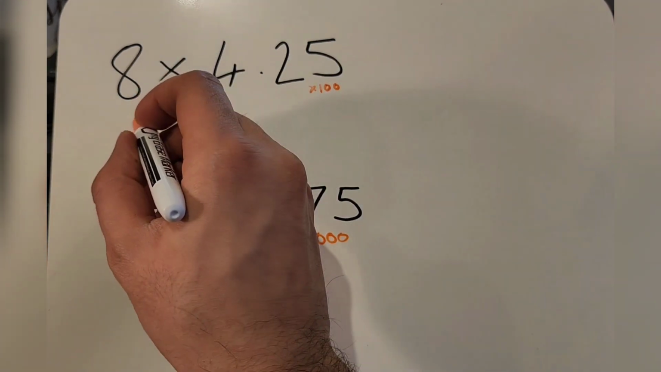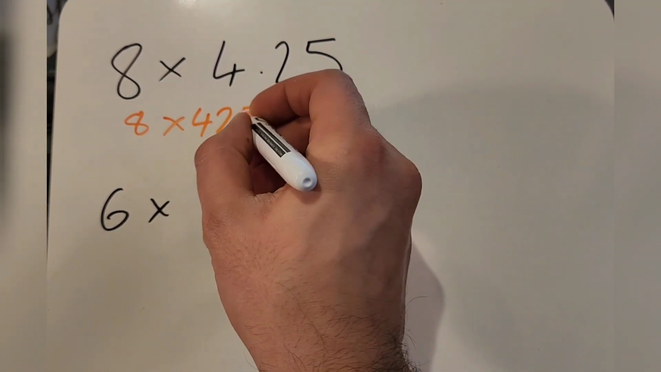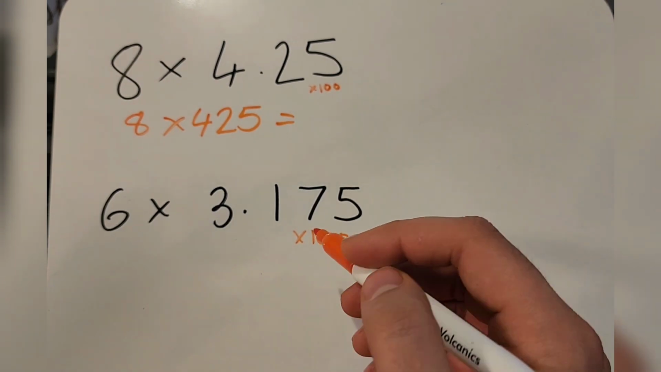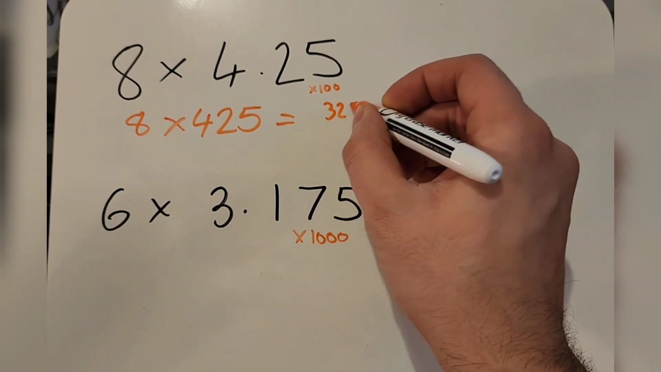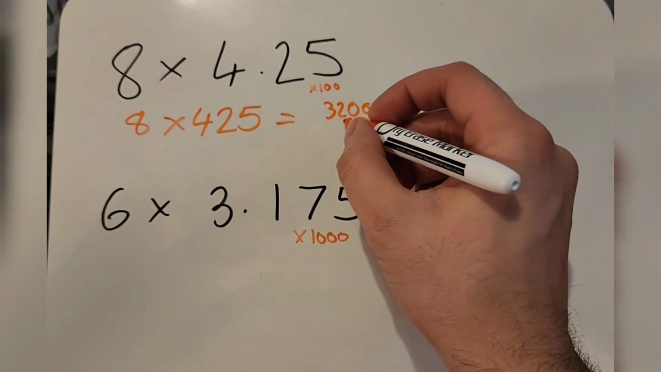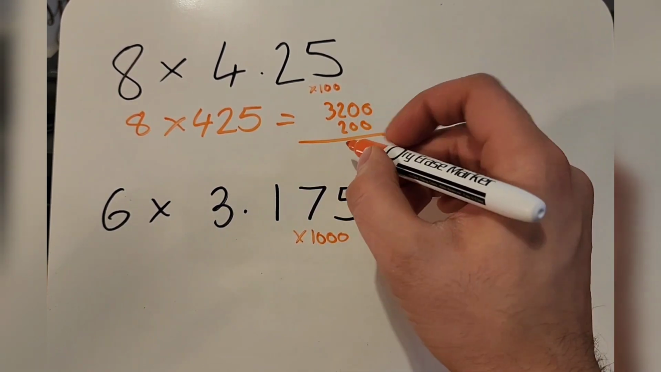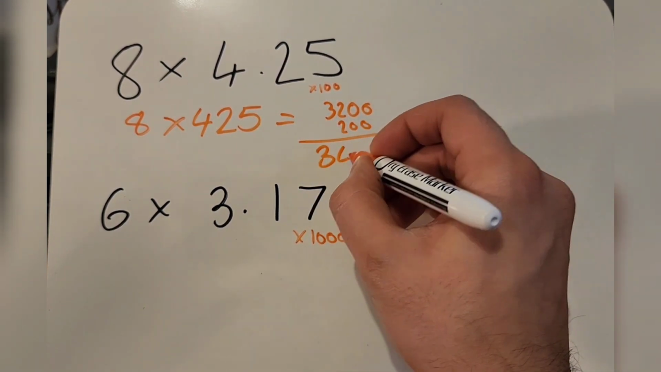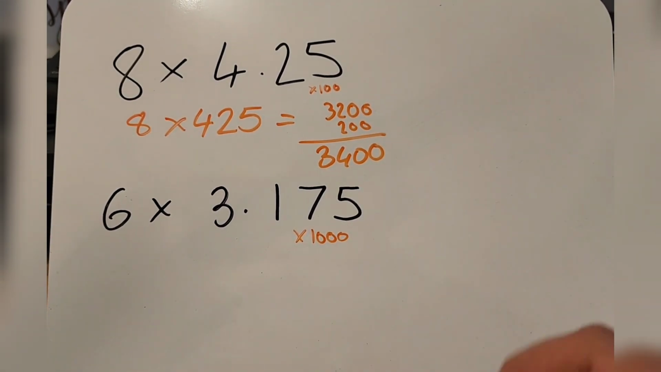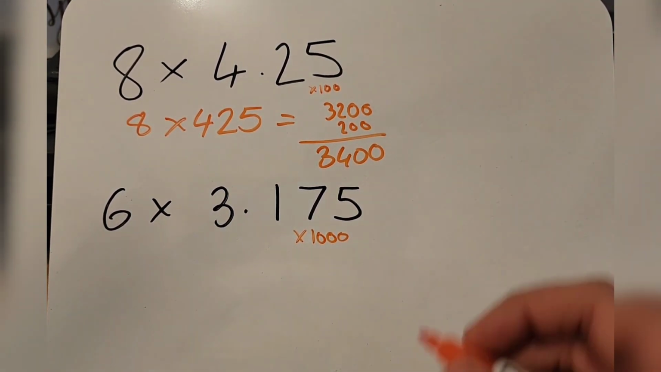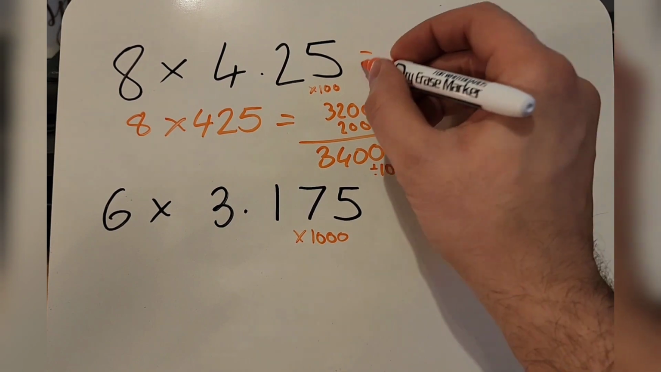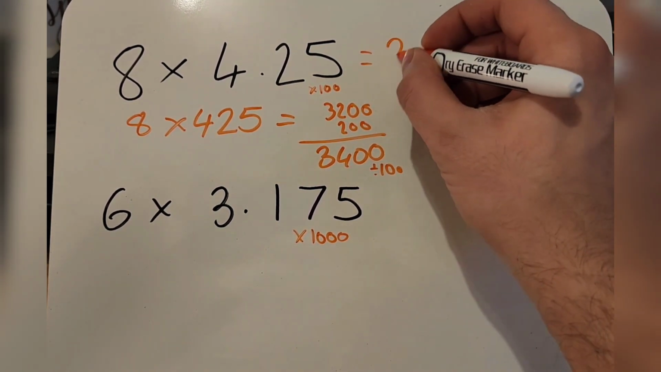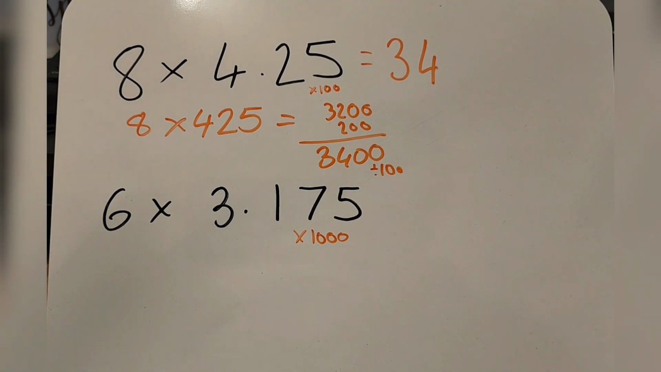So if we do that, we get 8 times 425. Now I go ahead and do a partitioning method, and I'll look at this and say that's 3,200. 8 times 25 is going to be 200. So that gives me a figure of 3400. Times by 100. So what do I need to do? I need to divide by 100. Which means that my answer up here is going to be 34. We'll just get rid of these 2 zeros.